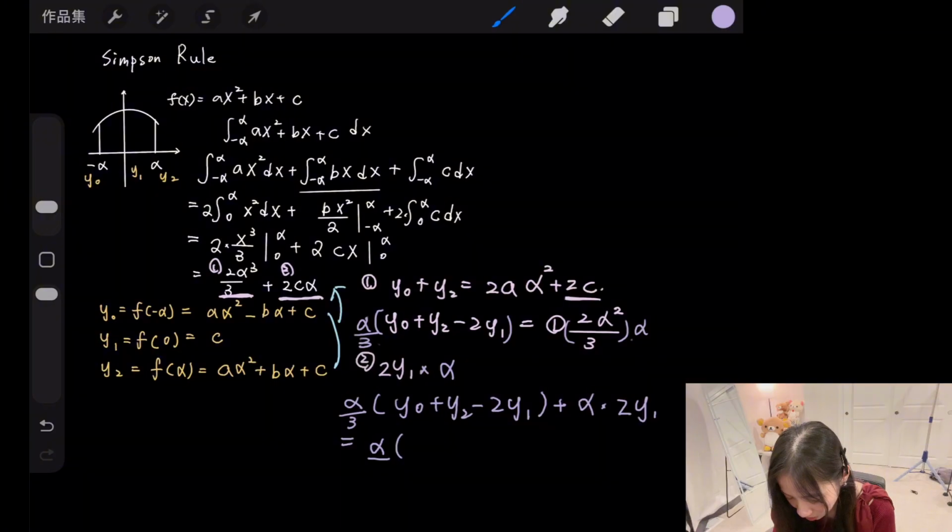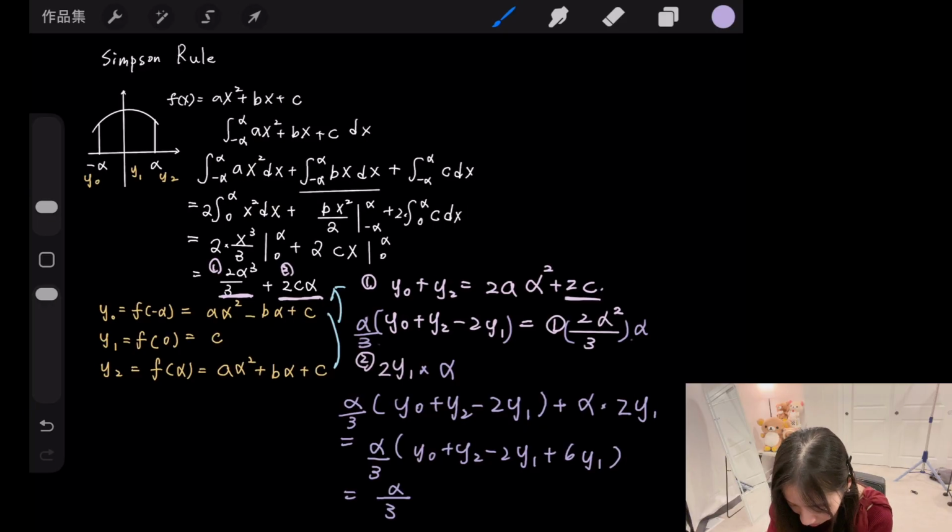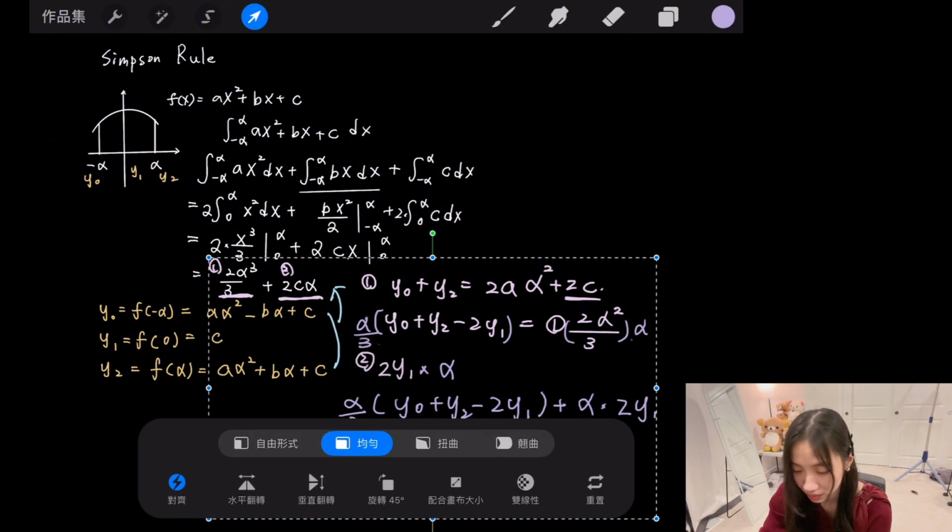Okay. So let's factor out the alpha over 3 here. So here will be your y0 plus y2 minus 2 y sub 1. Here, because you take 3 out, so here will be your plus 6 y sub 1, which will be alpha over 3 times y0 plus 4 y1 plus your y2. Okay?